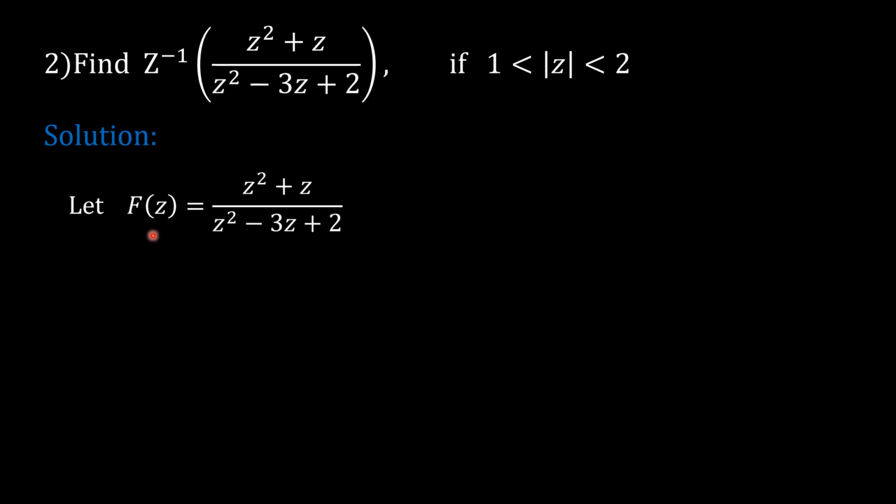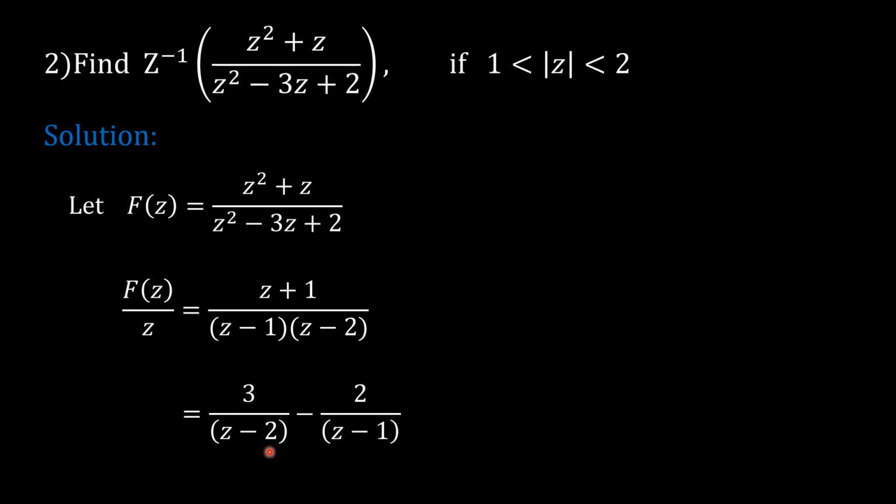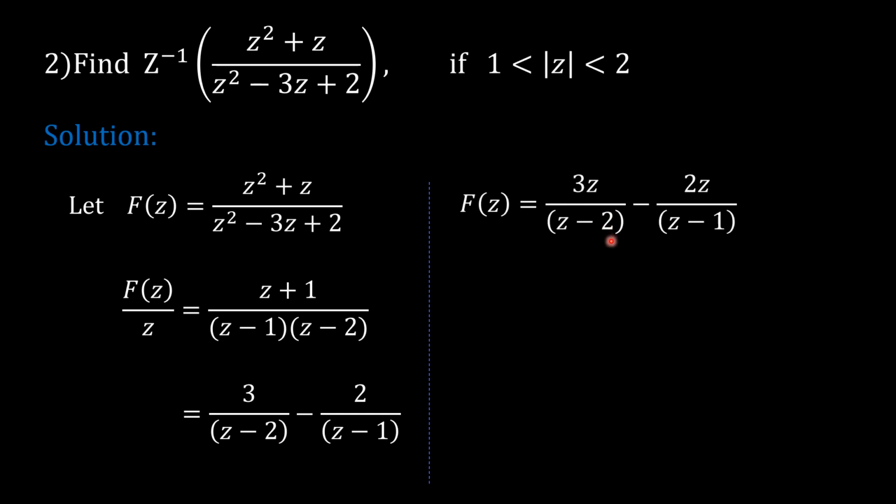Now get F of z upon z, meaning divide both the sides of the above expression by z. That will give us F of z upon z equal to z plus 1 divided by z minus 1 into z minus 2. We have factorized the denominator. Now get partial fractions of the right hand side, which are 3 divided by z minus 2 minus 2 upon z minus 1. Once we get the partial fractions of the RHS of F of z upon z, then multiply that expression on both the sides by z. Therefore, F of z is equal to 3z divided by z minus 2 minus 2z upon z minus 1.